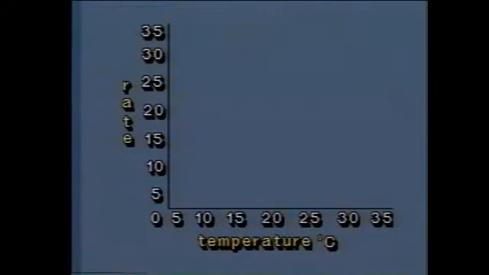We'll plot the number of nostril movements on the vertical axis from 0 to 35 and the temperature in degrees C on the horizontal axis. You should find that the breathing rate increases with temperature.